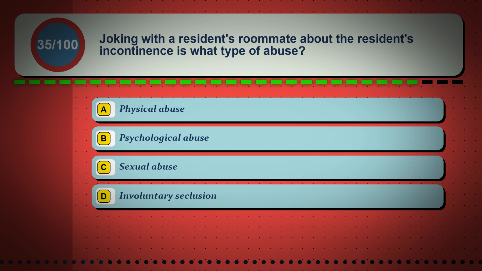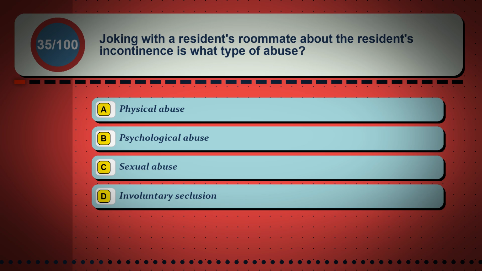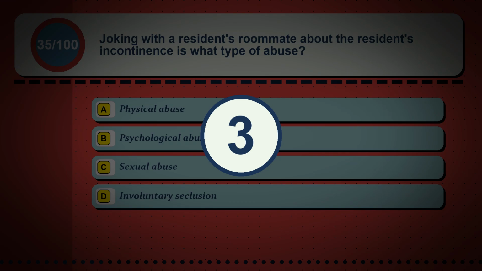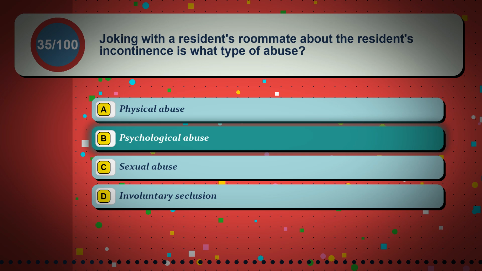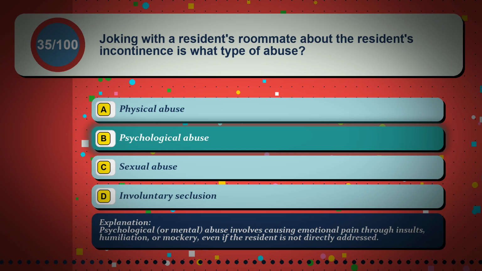Question 35. Joking with a resident's roommate about the resident's incontinence is what type of abuse? Option A. Physical abuse. Option B. Psychological abuse. Option C. Sexual abuse. Option D. Involuntary seclusion. The correct answer is option B. Psychological abuse. Psychological, or mental, abuse involves causing emotional pain through insults, humiliation, or mockery, even if the resident is not directly addressed.